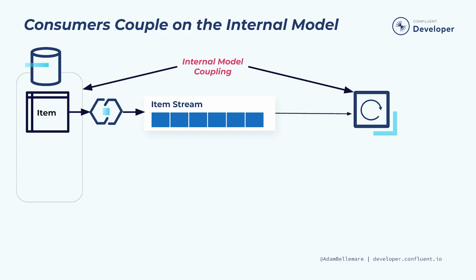Aside from the difficulty in joining relational streams together, consumers are also now coupled on the internal model of the source system. Changes to the source system's data model may end up impacting downstream consumers. Let's look at an example. Say we were to refactor an existing model. We take the existing item table and refactor it to extract the pricing into its own table.